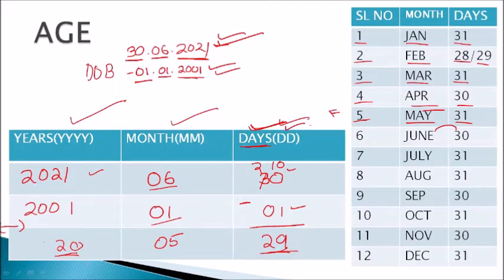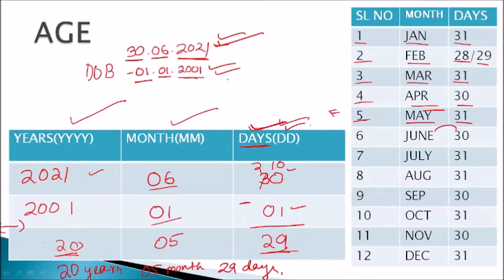So now we have got the answer, that is 20 years, 5 months and 29 days. This is the age of that person till this date. Like this, you'll be able to find out the age of any person till this date. Now we'll follow some other methods, other kinds of questions which are trickier or more difficult than this.